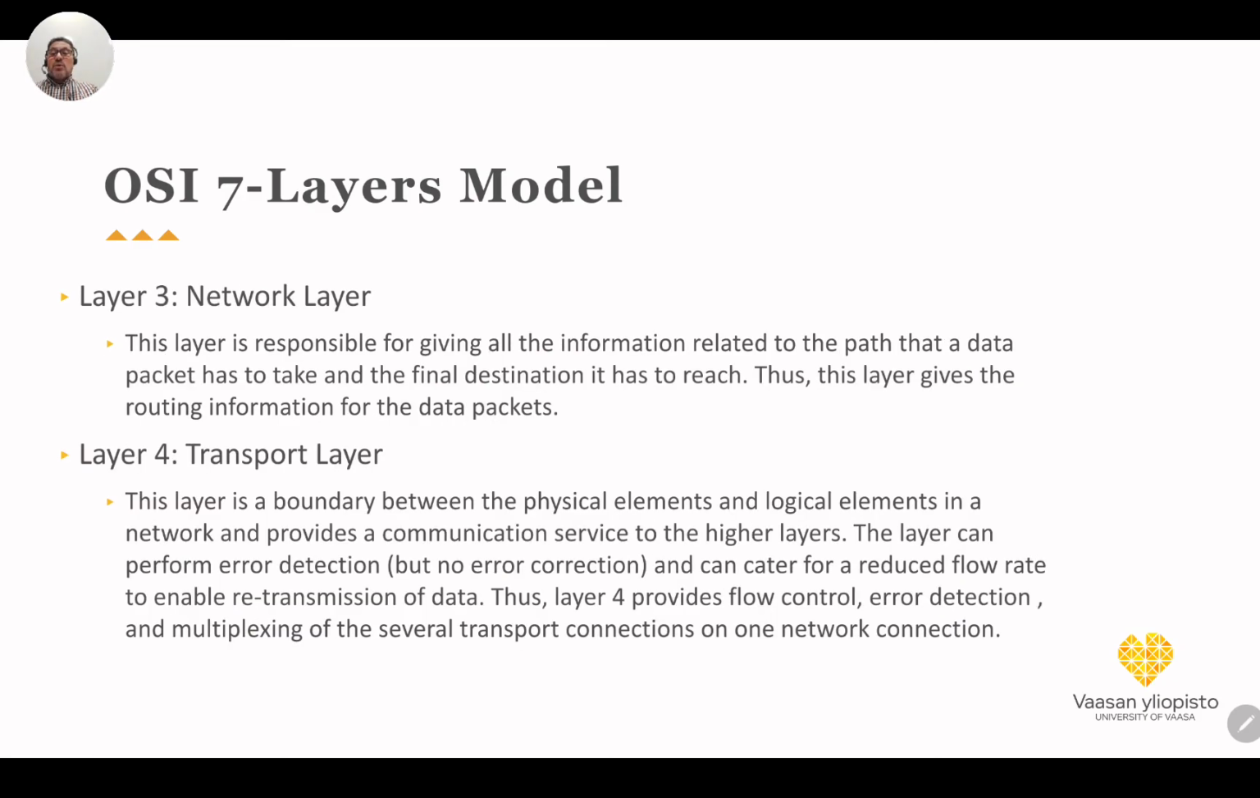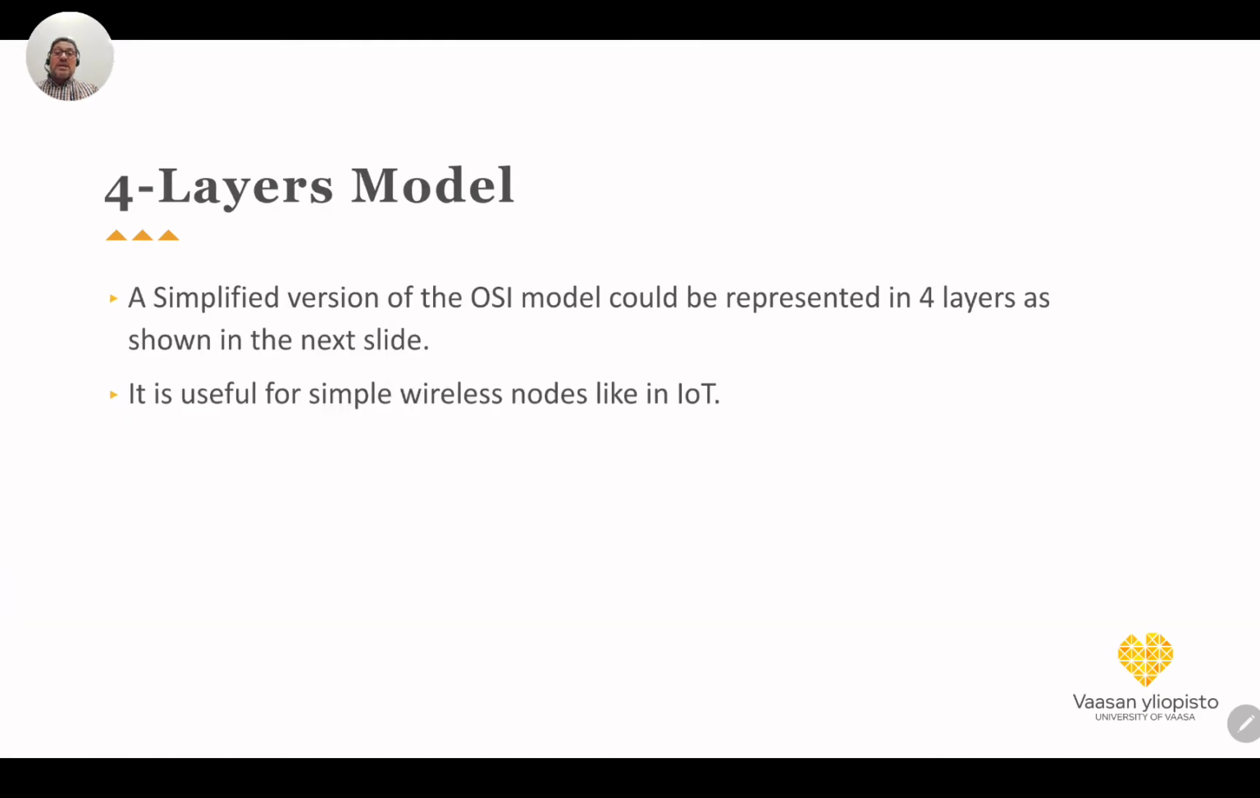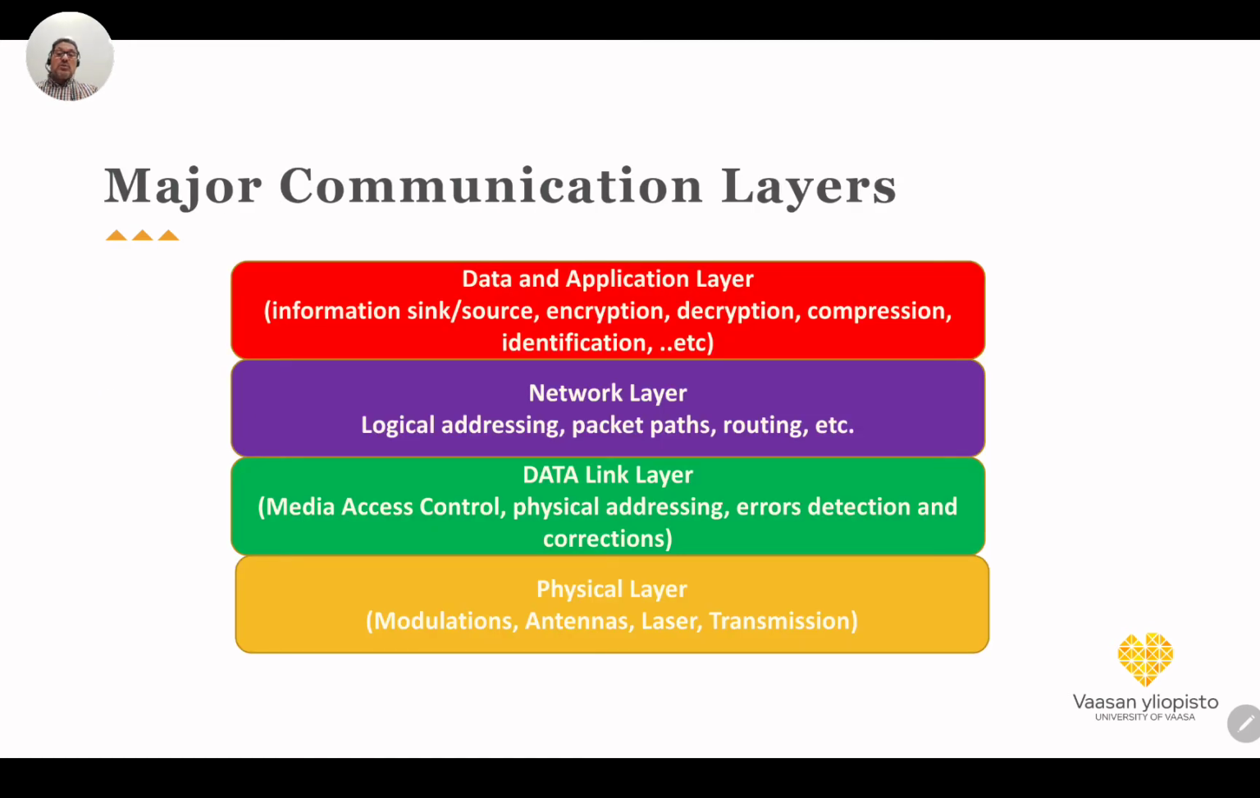You can find here more description about those layers, and we also have another, four-layer model. The four-layer model is a simplified version of the seven-layer model, as you can see here, and it is mainly used for smaller devices. It is actually a good representation when we talk about Bluetooth, Zigbee, and some IoT applications, where in the application layer we have the data and application layer, with information, sync, source, encryption, decryption. So you can see that the first layer includes both the application and the presentation layer from the seven-layer model.